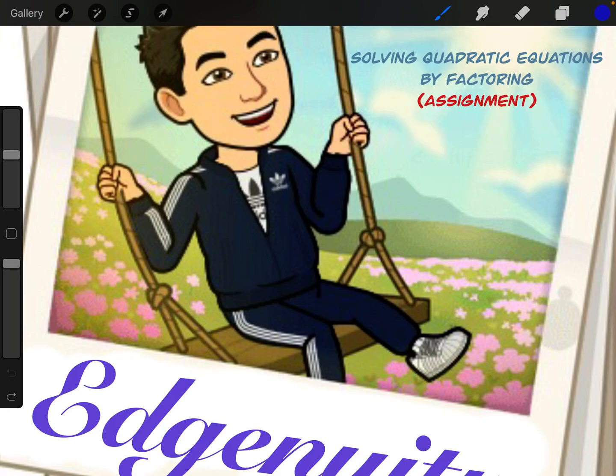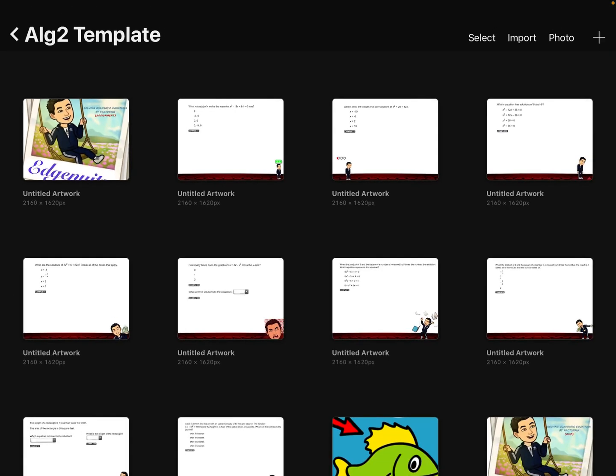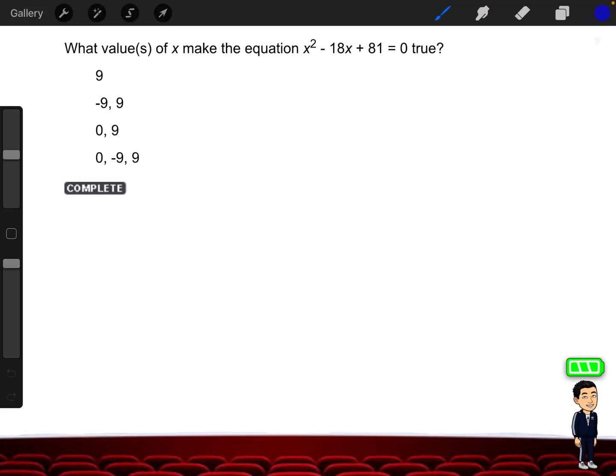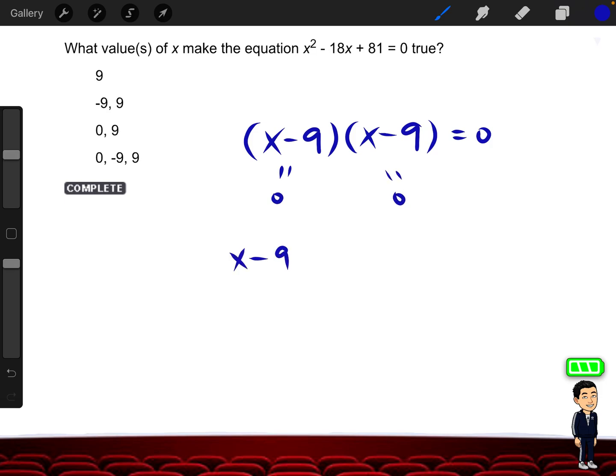All right, this is solving quadratic equations by factoring, the assignment part. So let's go ahead and factor this to x minus 9 times x minus 9 equals 0. So set each factor equal to 0. You're going to get x minus 9 equals 0, so x is going to equal 9. Okay, select the first one.